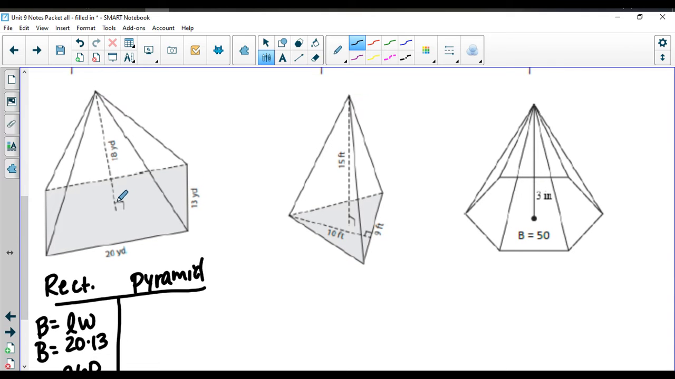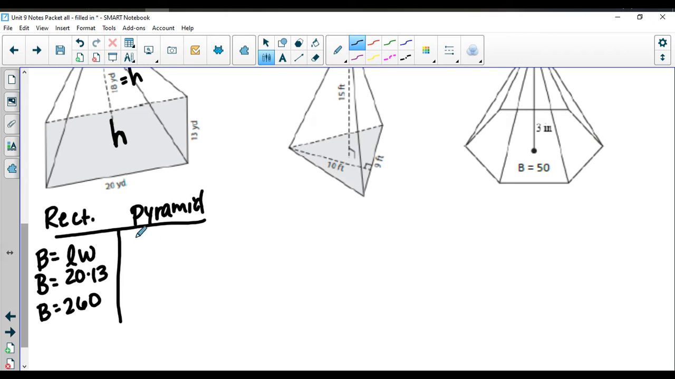The other thing I'll have you notice is that our height goes from the very tippy top of the pyramid and it goes straight to the base, and it has to be perpendicular. If you remember from our area unit, we had that little h that we turned this into. So this 18 yards here is our h. You can go ahead, just label it on your picture.